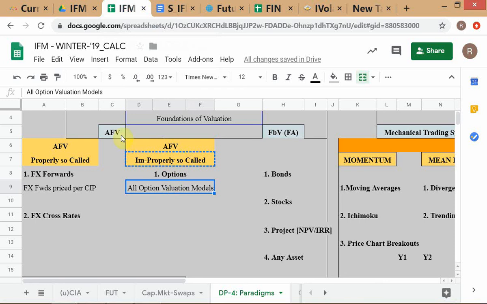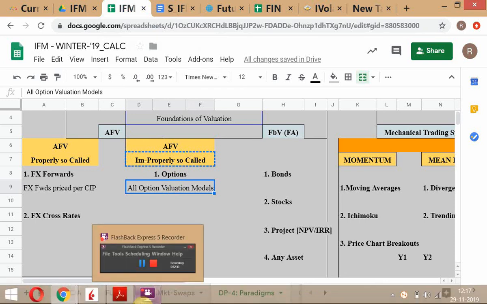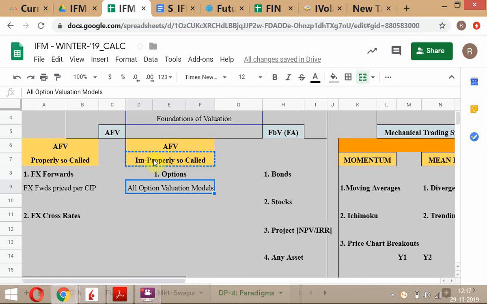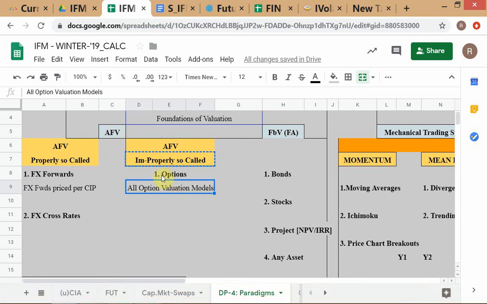So the reason I put it in AFV is because all option models use this AFV valuation technique. They ask what is the fair price of a call option, and say the fair price is whatever it costs to create the synthetic equivalent. Then they use that technique to come up with a fair value. That is why I have put option valuation models under AFV, because they use the technique of synthetic equivalents. Is this clear? Okay, first part is clear why I put it here.